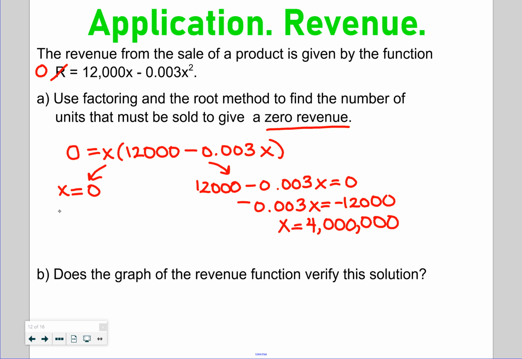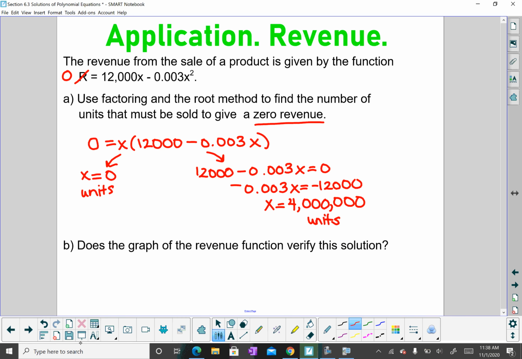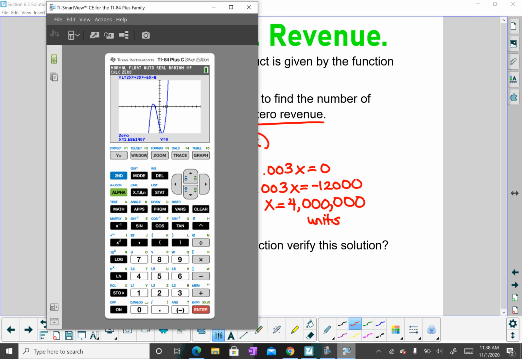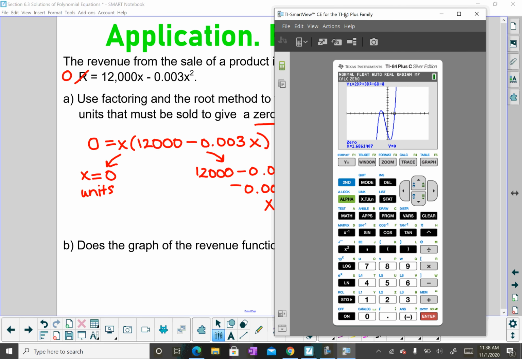Okay, and then if I wanted to label these, it said find the number of units. So either 0 units or 4 million units will give me that solution, a 0 revenue. Does the graph of this revenue function verify the solution? Well, let's find out. So we're going to go into our y equals. We're just really checking by graphing here. Clear that out. I'm going to put my equation in.